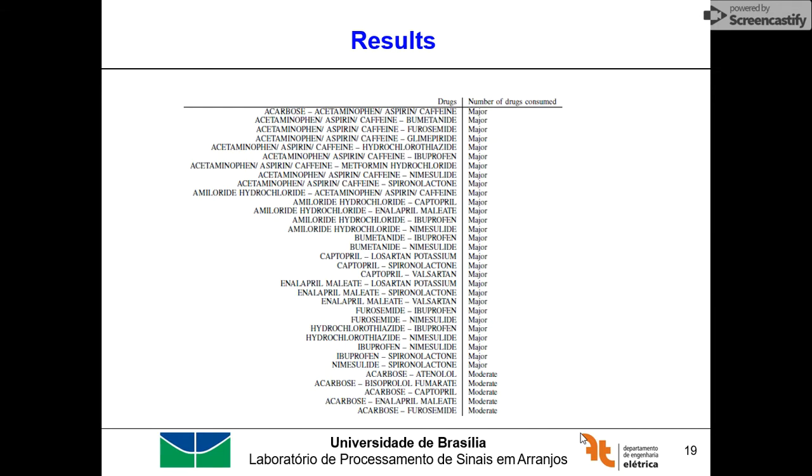In the next table, finally, we have the classification of occurrence of drug interactions, validated by databases recognized by health authorities, which classifies the interactions according to possibility of occurrence and the risk associated with the interaction, whether it is major, moderate, or minor.